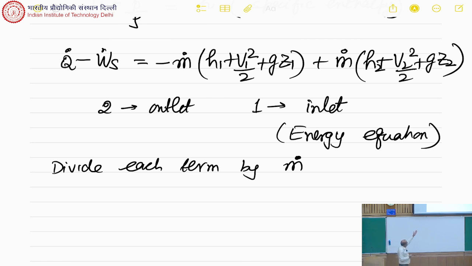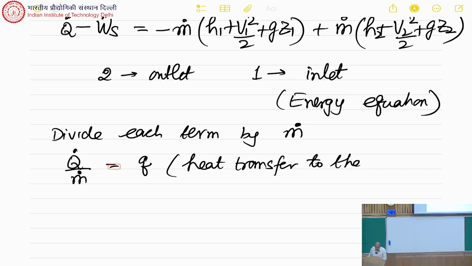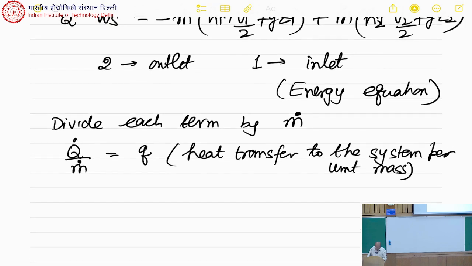In this energy equation, because there is an m dot on the right hand side, the first term, q dot by m dot, we can write as small q. Now, there are two dots, so the rate is divided by another rate, and that derivative with respect to time in some sense goes away. This is heat transfer to the system per unit mass.